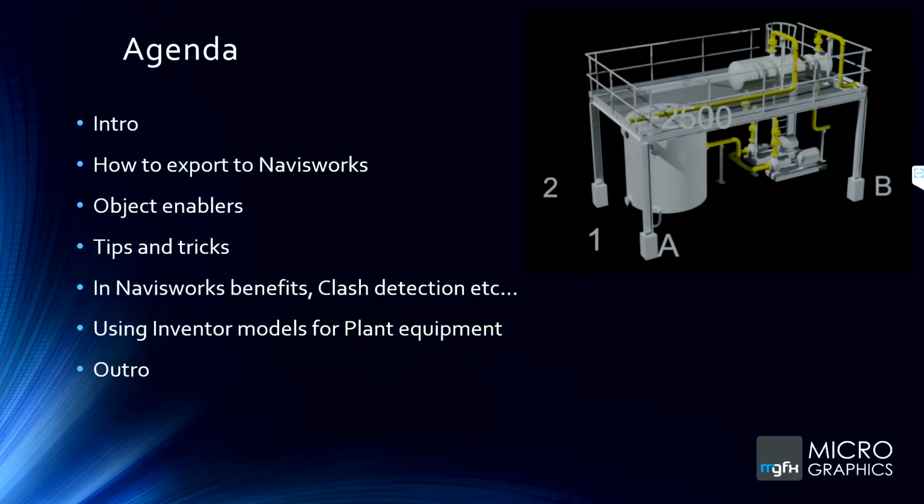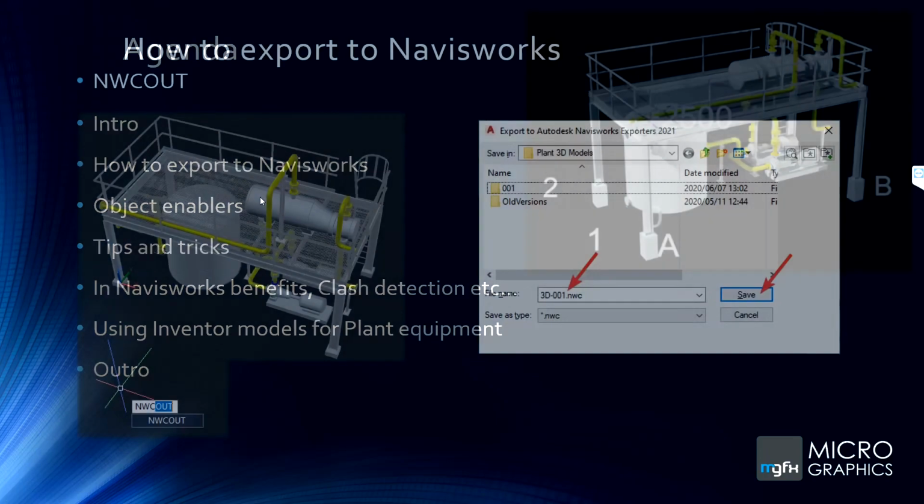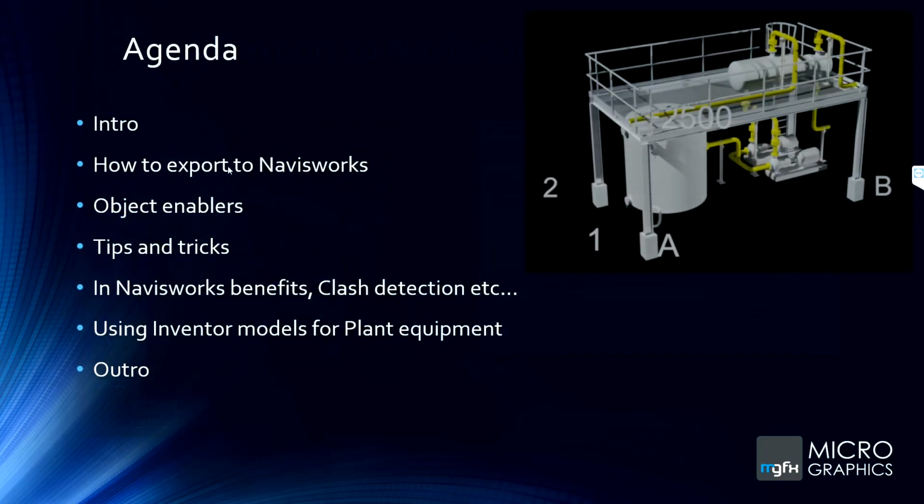So, a bit about our agenda today, what we're going to be looking at. We're going to have our intro, how to export to Navisworks, and the object enablers. These two do go hand in hand, and I'll explain why in a bit. Then some tips and tricks that we're going to go through, Navisworks benefits, clash detection, etc., and then using some Inventor models for Plant 3D equipment, and then our outro.